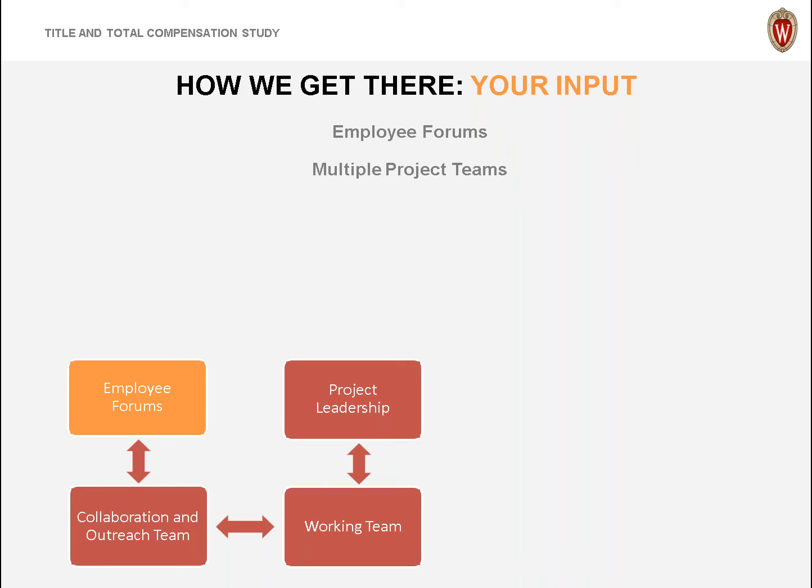In addition to employee forums, one of the ways in which the title and total compensation study is making sure that we're reaching out to employees is through our various teams. One of the teams that we have is the collaboration and outreach team. That team is made up of academic staff positions, university staff positions, as well as HR positions across our campus. And those individuals that work on that team are the ones that put together this employee forum session. They're the ones that thought through what employees need to know about our study, and what we want to get information from employees about at this time in the project.